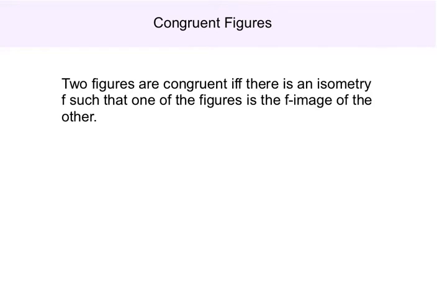All that's saying is if you have two figures the same shape and size, you are able to move one to be right on top of the other by composing several different line reflections. So if there is some isometry, meaning the composite of several different line reflections, that will take a figure and map it to the other one, we can say that the figures are congruent.